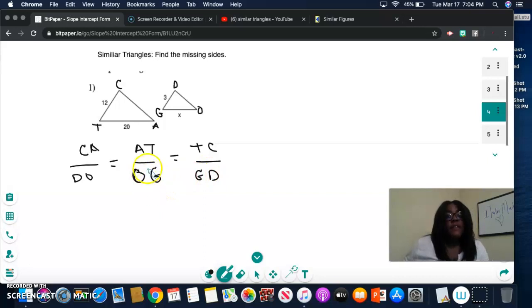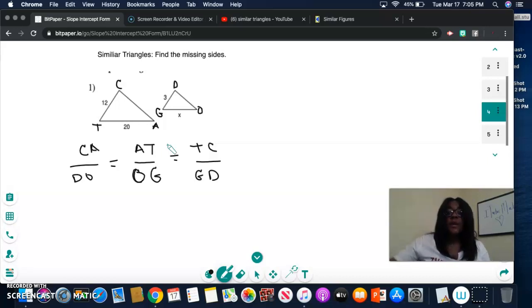So you have these corresponding sides, and keep in mind, if you remember from class, when we're talking about similar triangles, corresponding sides have the same proportion, and notice that when we set up the proportions, it's a ratio or a fraction that are equal. So in this case, the corresponding sides once again are CA is corresponding to DO, AT is corresponding to OG, and TC is corresponding to GD.